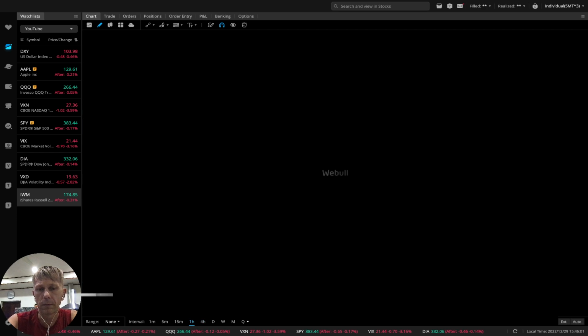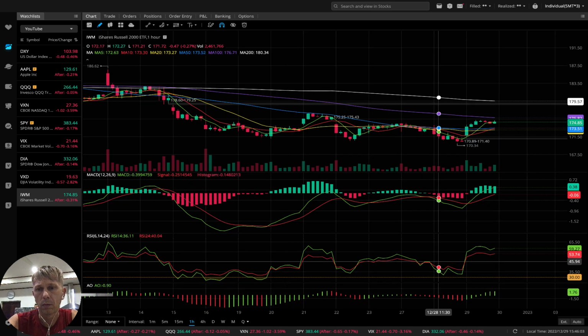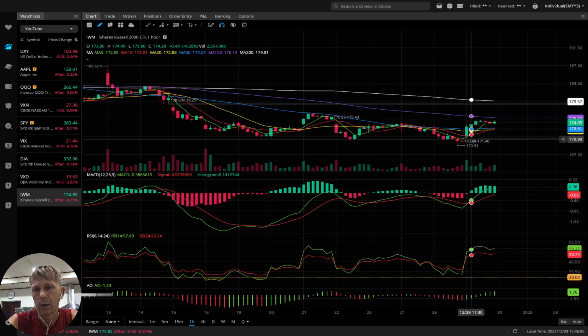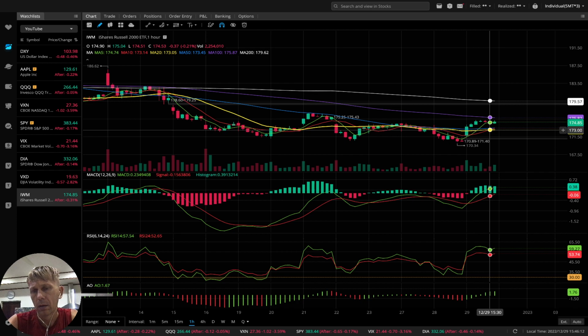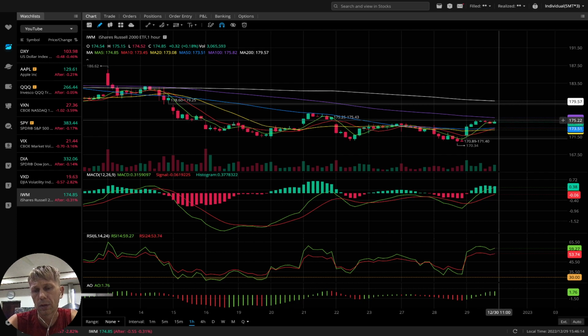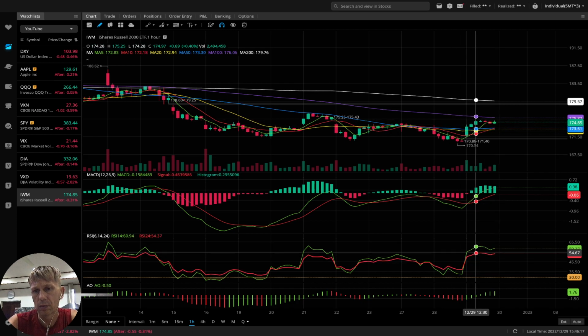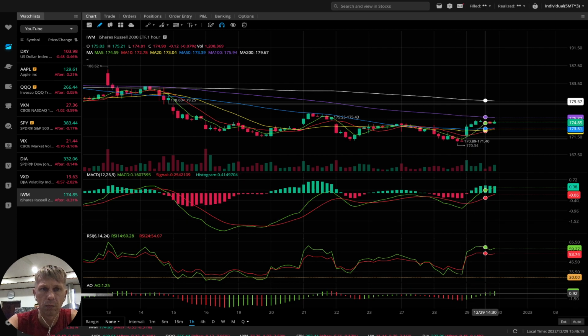Let's move to 1 hour. 1 hour bullish signal on MACD. On the moving averages also, MA 5 did bullish crossover over 10, 20 and 50. It's a bullish signal, bullish trend. RSI bullish, MACD bullish, and awesome oscillator bullish.